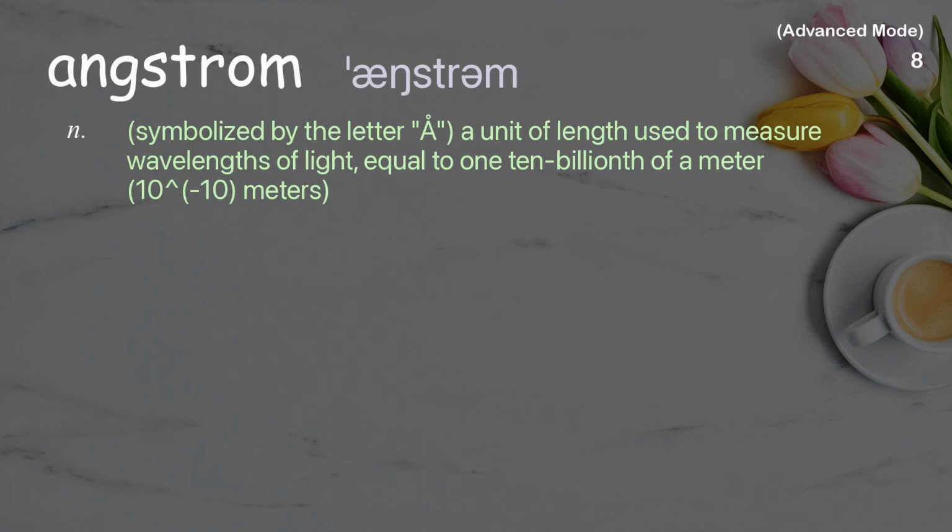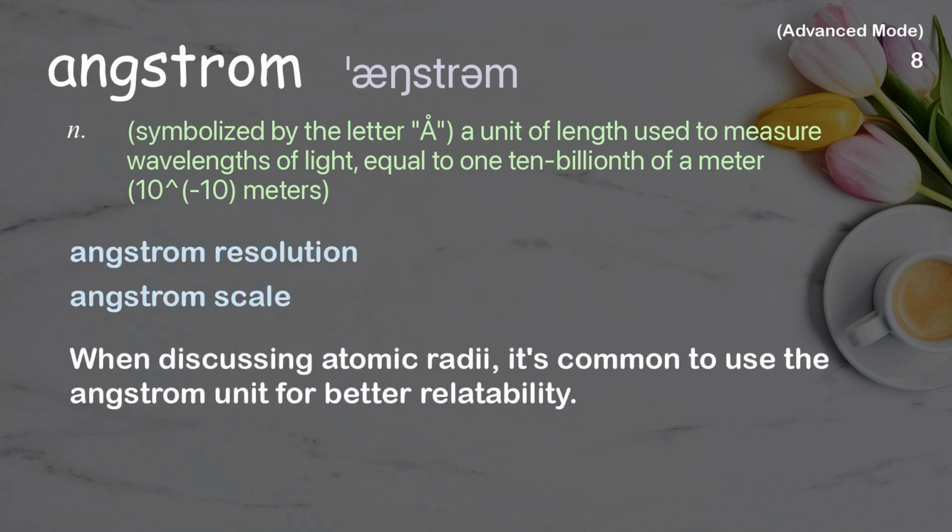Angstrom. Symbolized by the letter A, a unit of length used to measure wavelengths of light, equal to 1/10,000,000,000th of a meter, 10⁻¹⁰ meters. Examples: Angstrom resolution. Angstrom scale. When discussing atomic radii, it's common to use the angstrom unit for better relatability.